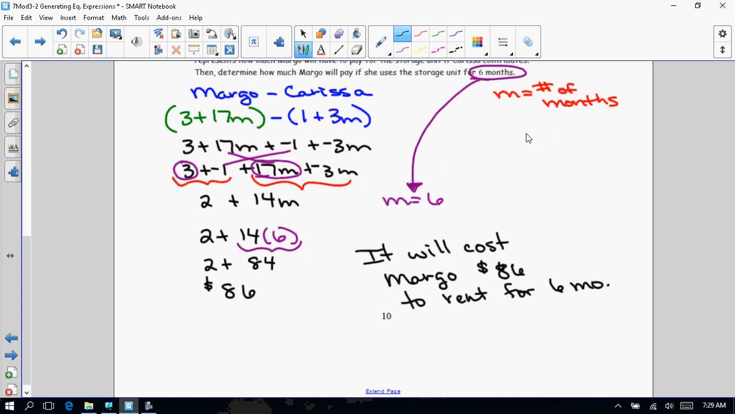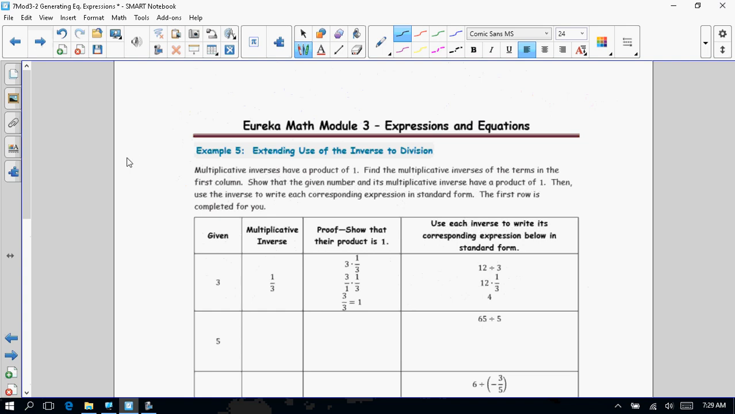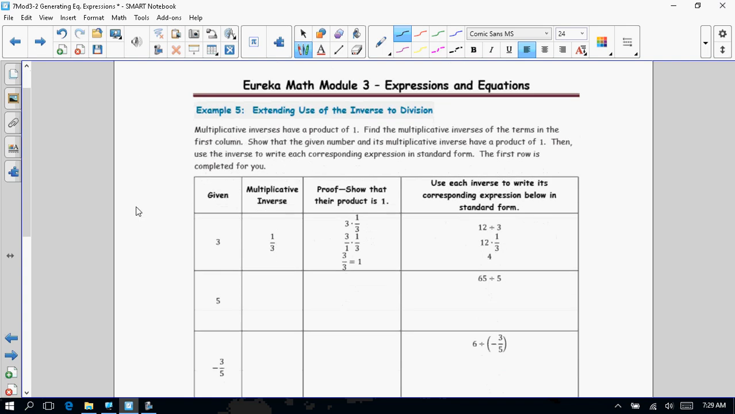All right, page 11. We're almost done with this lesson. Here we go. Page 11. Example 5, extending the use of inverse to division. Okay, so I kind of mentioned it a minute ago when I talked about using the reciprocal.